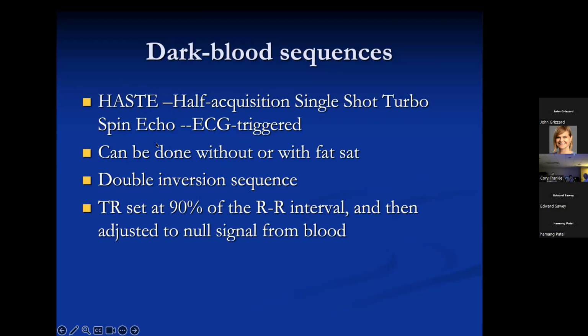I think it's called balanced fast. No, it's not called balanced fast field echo. That's the SSFP. At any rate, all vendors have these dark blood sequences, and they can be done with fat saturation or without. What does a double inversion mean?